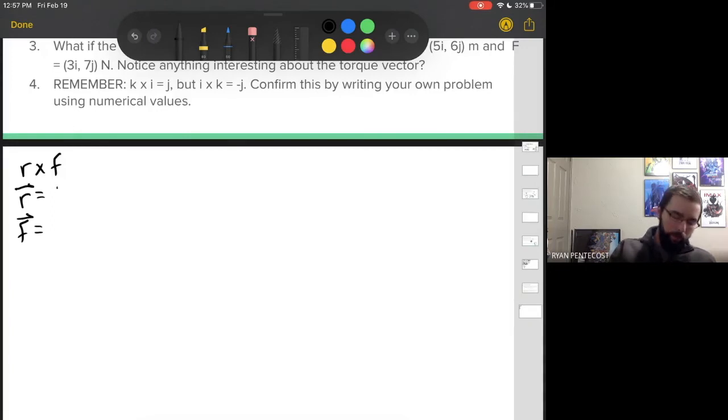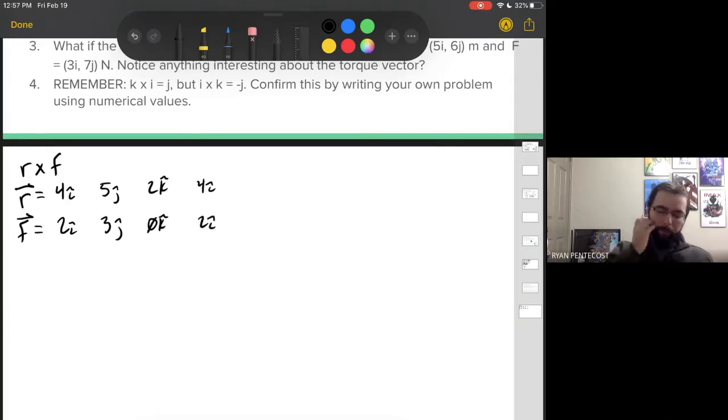So you have 4i, 5j, 2k, and I go ahead and draw the i again, and I'll explain why in a second. Then the force is 2i plus 3j: 2i, 3j, 0k, and then 2i all over again. Okay. Now, we want the magnitude and direction of the torque. So let's find the vector component first.